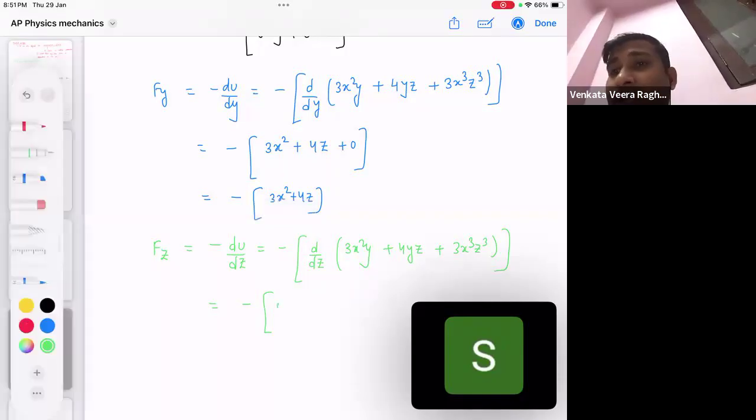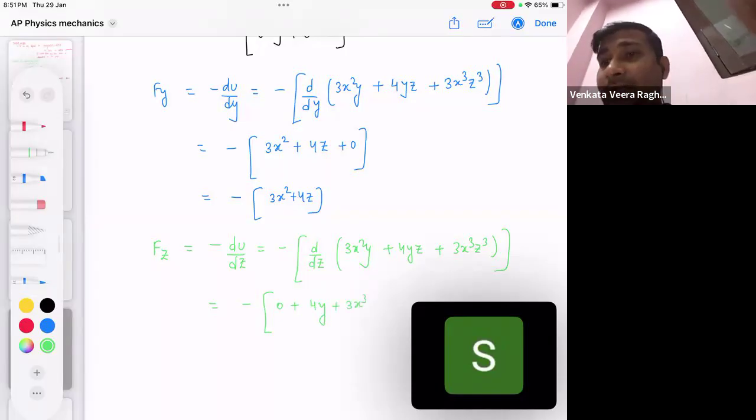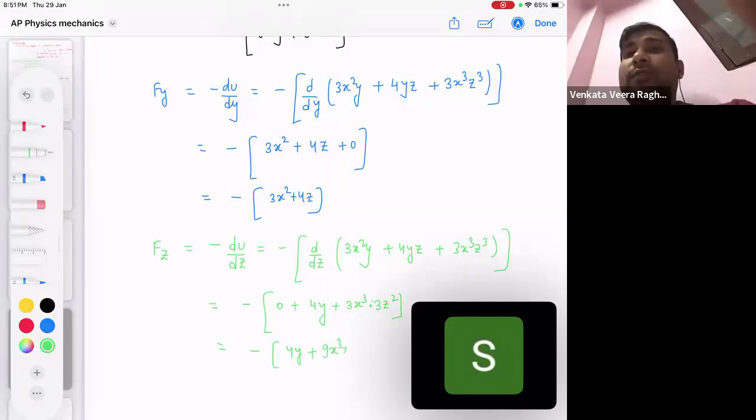The first term differentiation is 0. Second term, 4y outside, z differentiation 1. Third term, 3x cube outside, z cube differentiation 3z squared. So we have minus 4y plus 9x cube z squared. So this is the force we have.